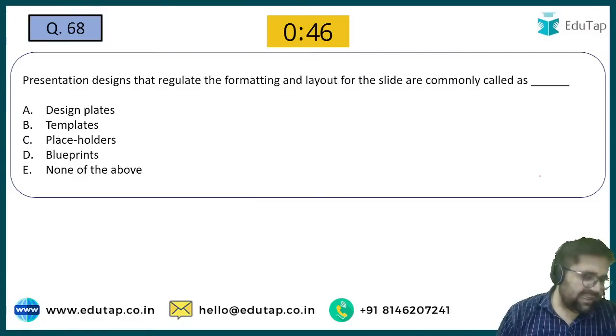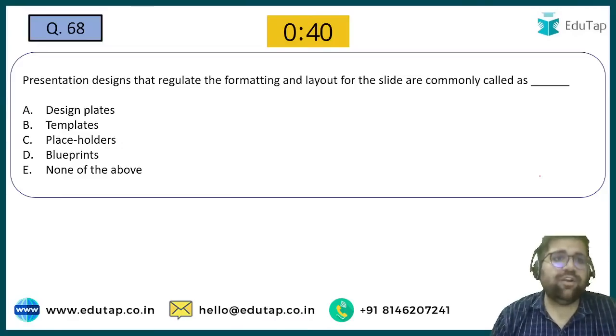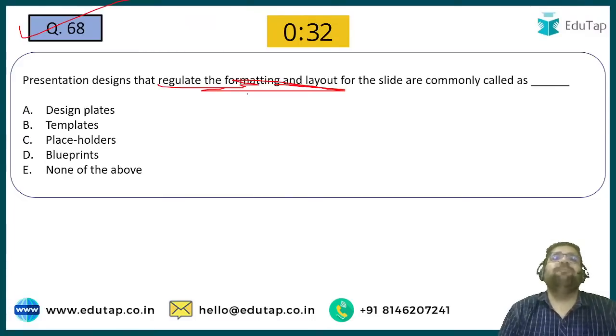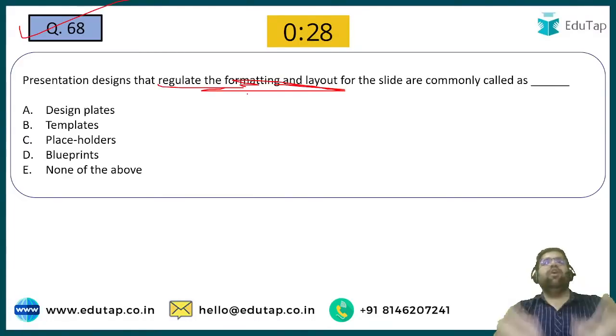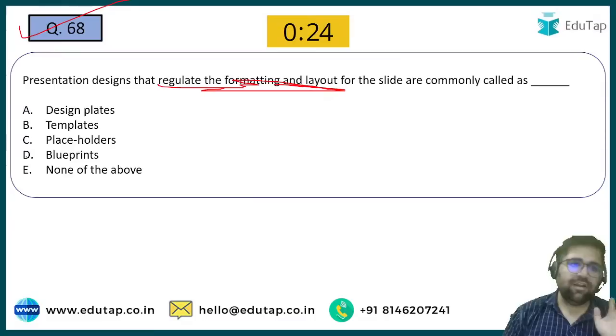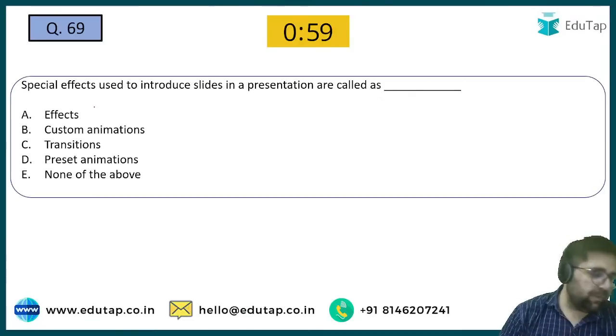Yes, Control plus E is for center, Control plus R is for right, L is for left, and Control plus J is for justify. Question number 68. Presentation design that regulates the formatting and layout. So basically they are asking you about a template. A template is a kind of thing which offers you a design which you can use for making your presentation. This is again very easy, not wasting much of your time. Let's move ahead. Question number 69.